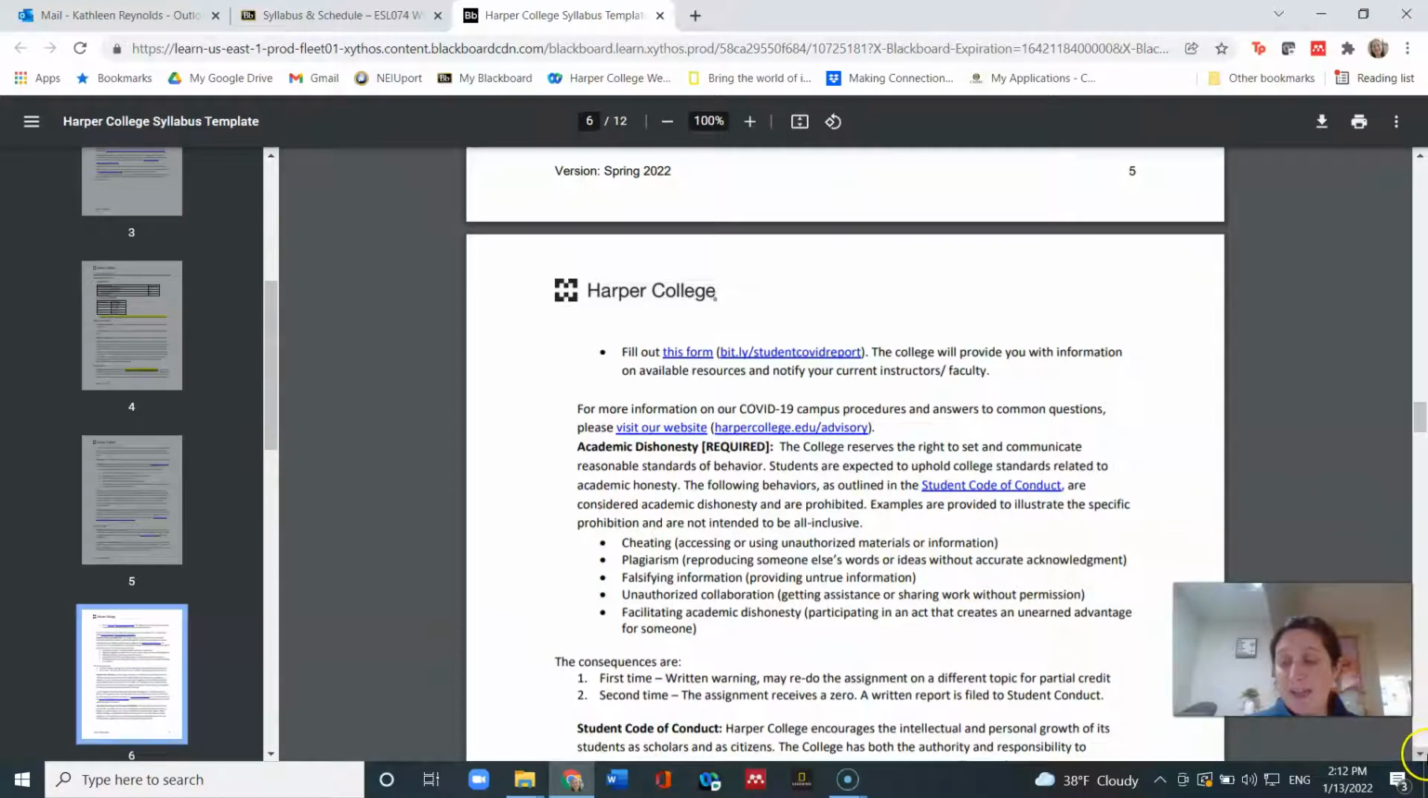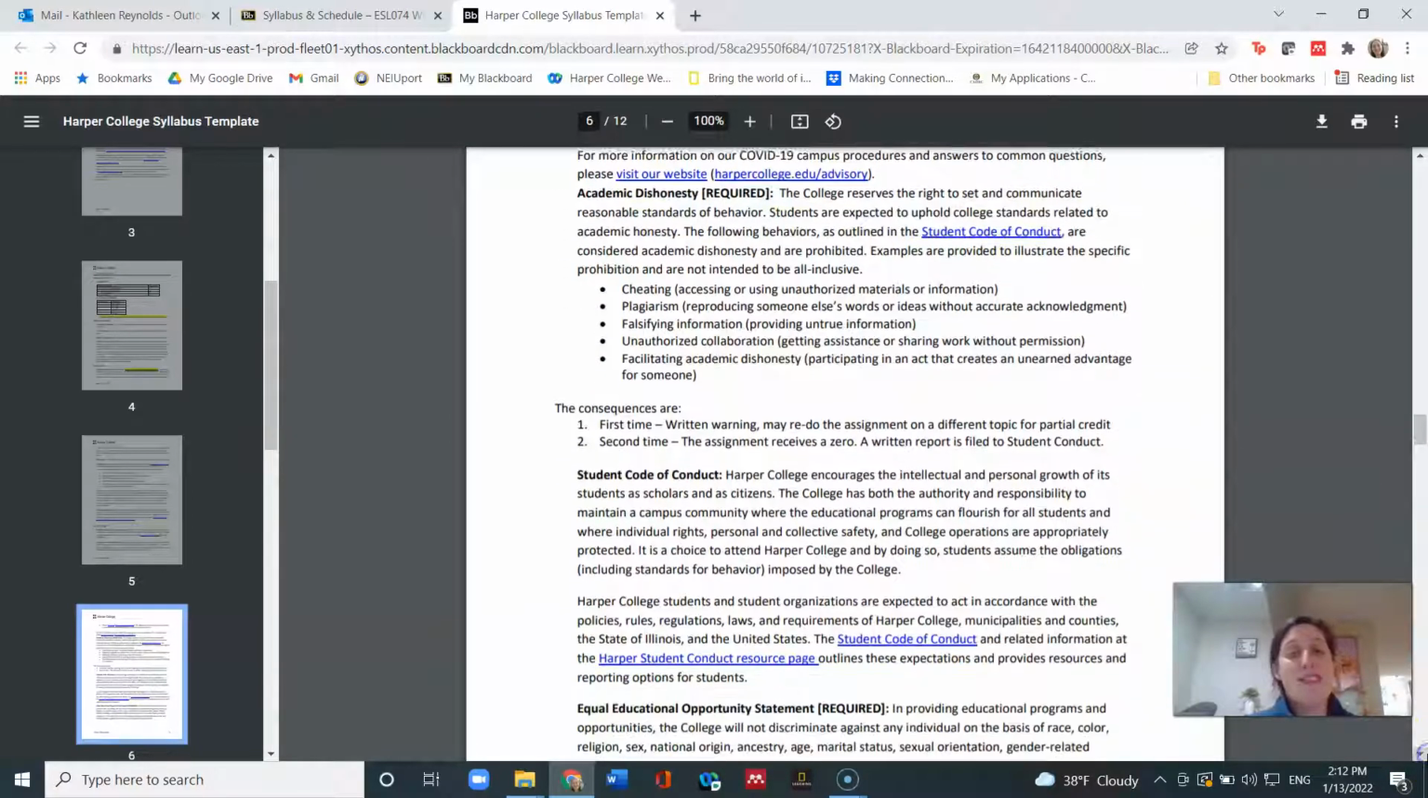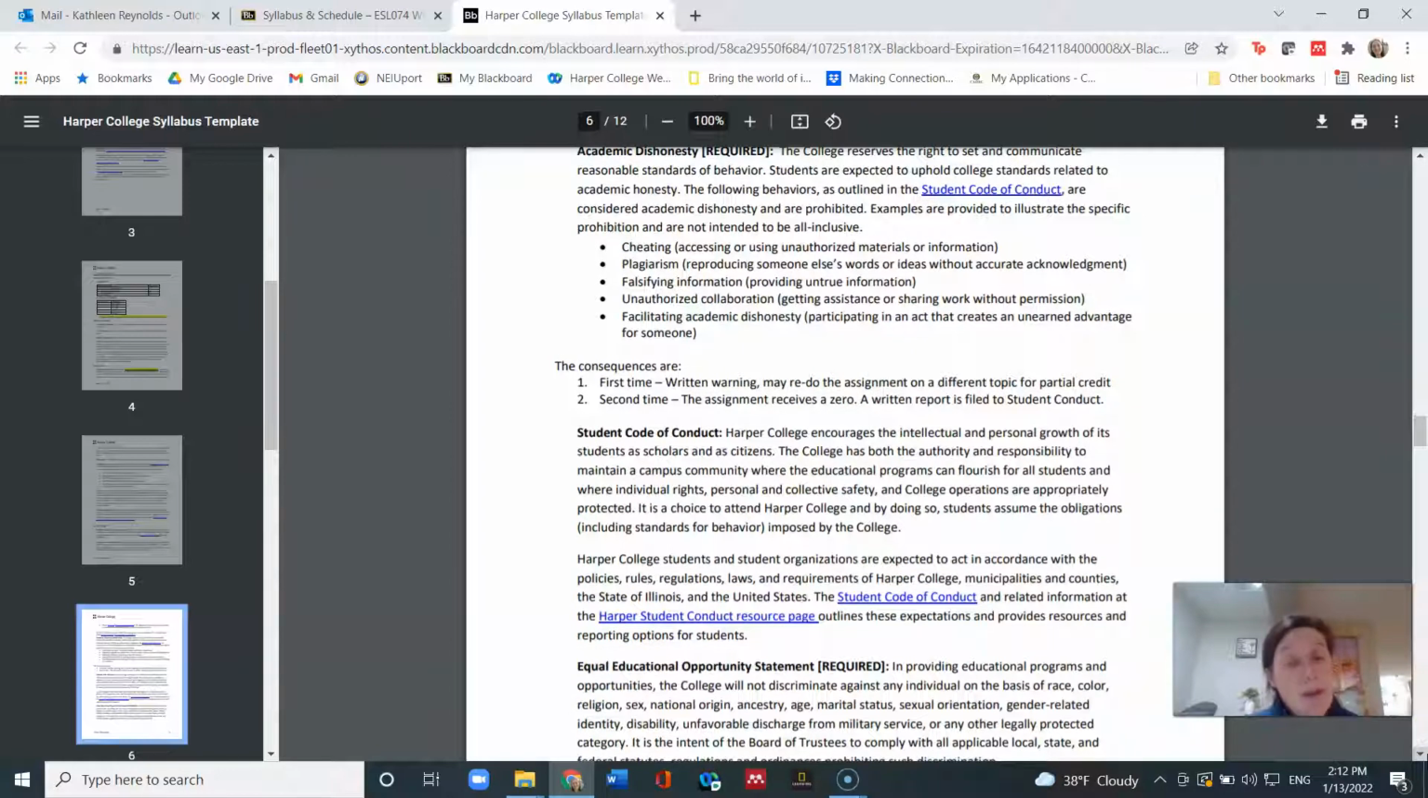The next section is about academic dishonesty, which means copying from the internet, from other people, or otherwise cheating in class. So just to be clear from the beginning, the first time in my class, if we have an example of academic dishonesty, you would receive a written warning and you would be allowed to redo an assignment. The second time you would receive a 0.